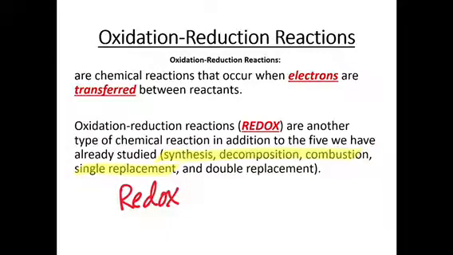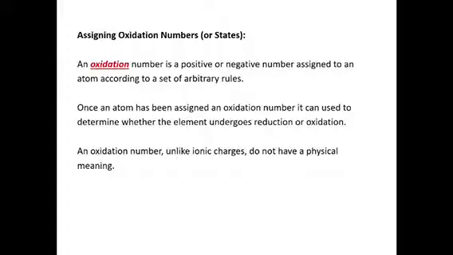Okay, so let's continue forth with how do we assign an oxidation number. First of all, what is an oxidation number? Well, it's kind of like a charge, like an ionic charge, but not exactly. Okay, so we have these arbitrary rules that we're going to look at in a moment, and we're going to assign each element in a compound, regardless of whether it's ionic or covalent, either a positive or negative number based on what they are bonded with. Once we assign that oxidation number, it can be used to determine whether that element is undergoing reduction or oxidation, because of what it turns into on the product side.